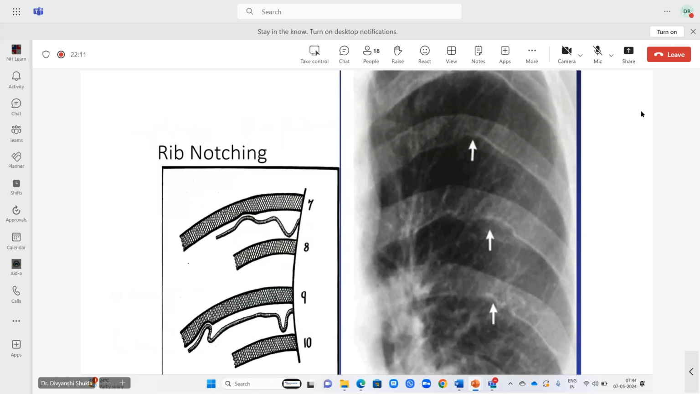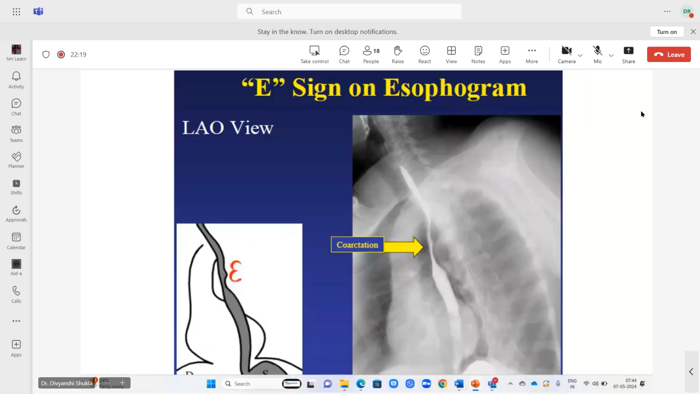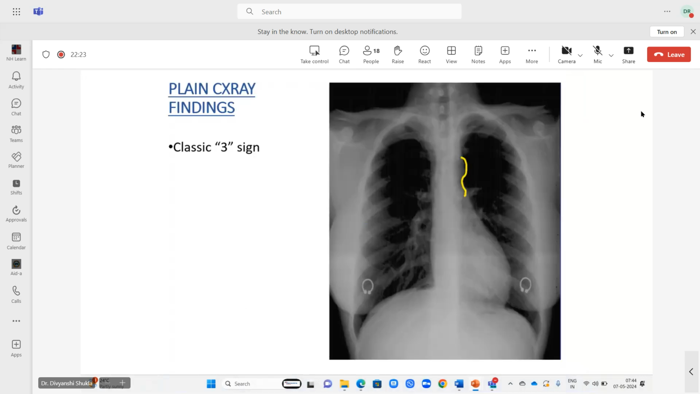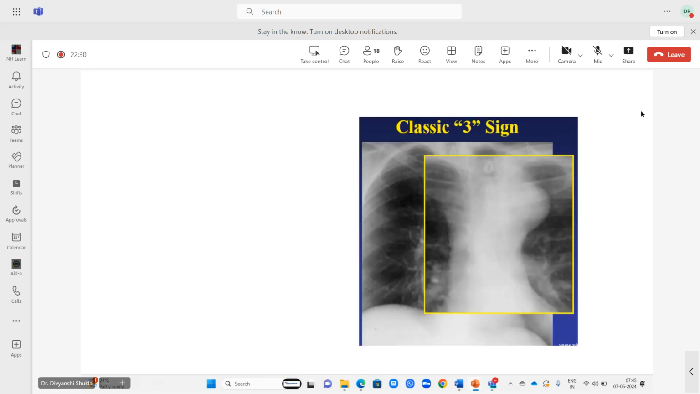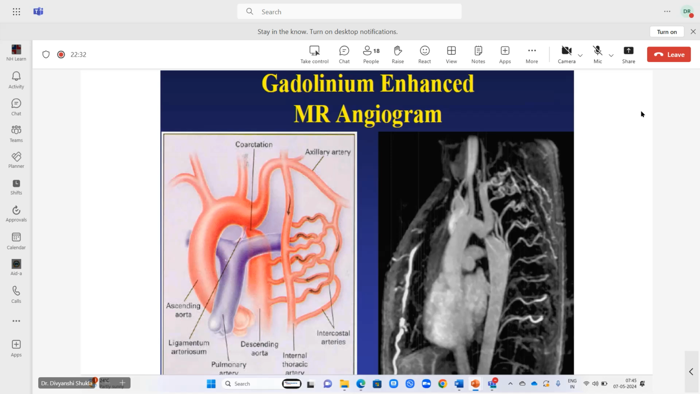We can see the rib notching here on the inferior aspect of the posterior ribs. The E sign on the esophagogram and the plain chest X-ray demonstrating the classical 3 sign. And an MR angiogram showing the collaterals.